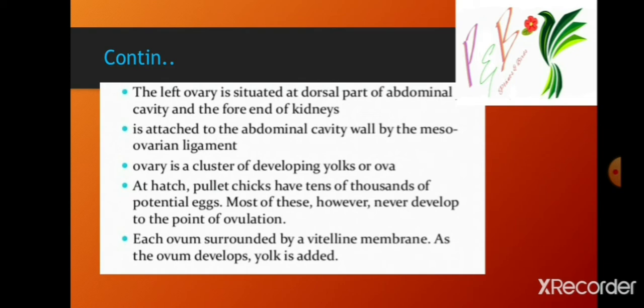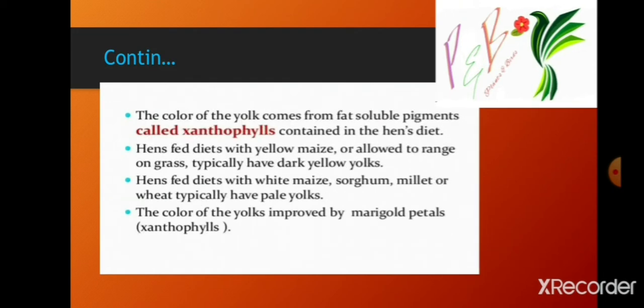At hatch, pullet chicks have tens of thousands of potential eggs. Most of these, however, never develop to the point of ovulation. Each ovum is surrounded by the vitelline membrane, so when it is small it looks whitish in color. As the ovum develops, yolk is added and it turns yellowish in color.